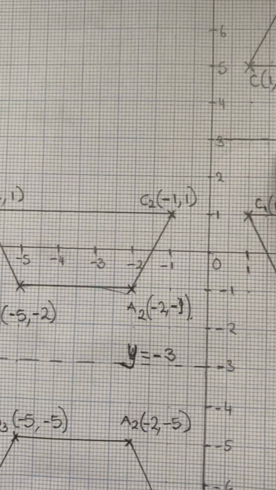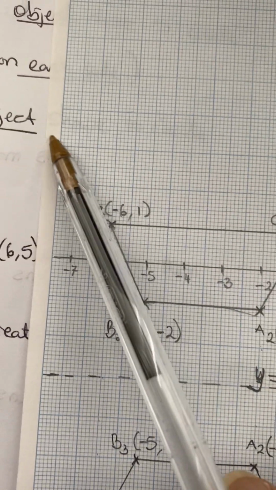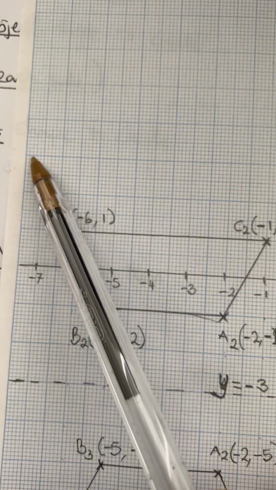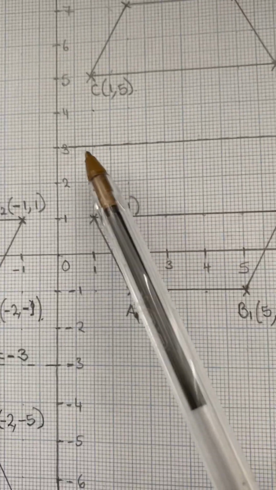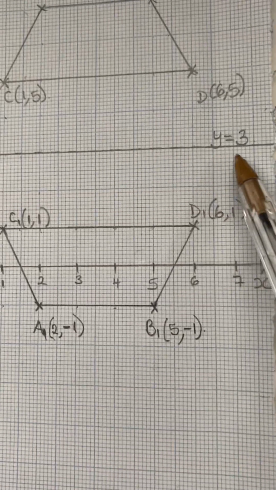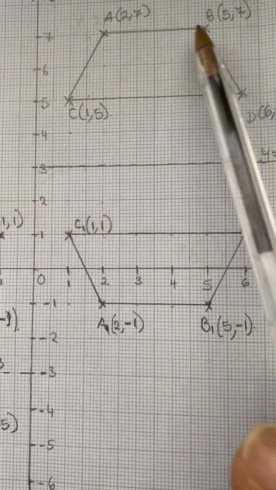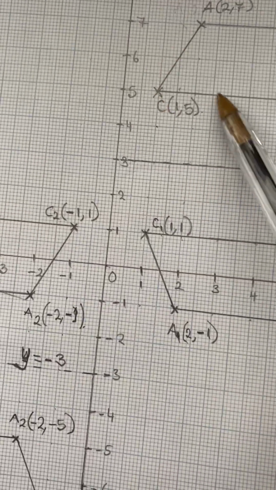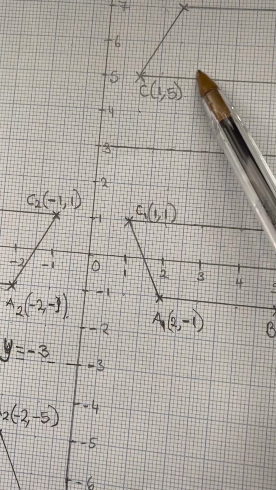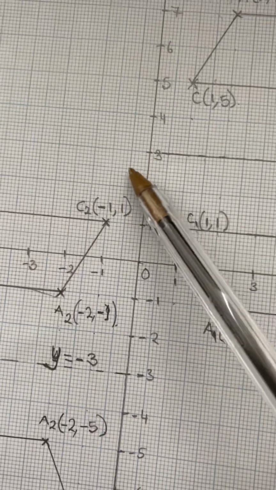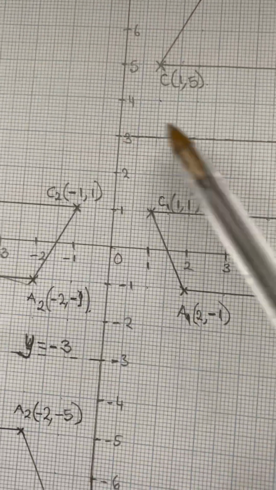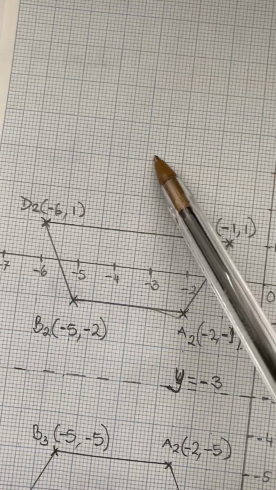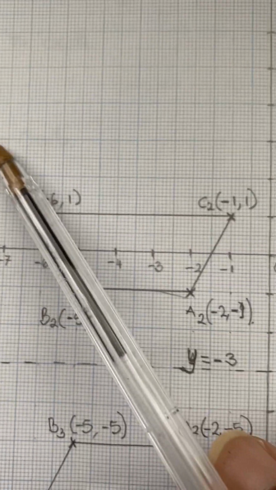You can also extend it on the other side, from here all the way to there. But I did only this side because my object is here. I didn't have to extend it because my object is here, but this side also, y equals 3.